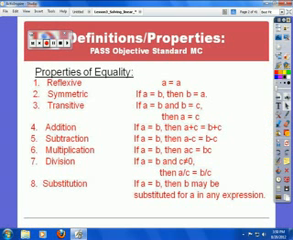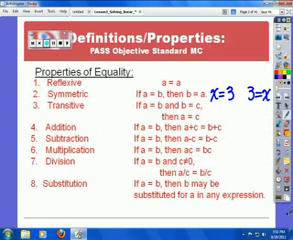The symmetric property basically tells us that it does not matter what value goes on the left and what value goes on the right. It can be written either way. So an example would be x is equal to 3 and 3 is equal to x. It does not matter which side the variable is on and which side the constant is on.